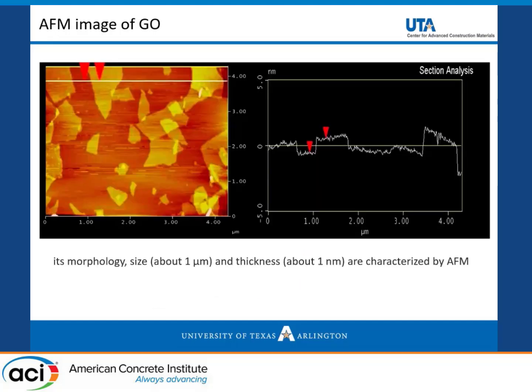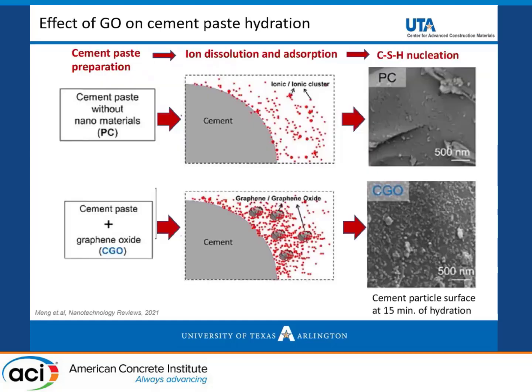This is again an atomic force microscopy picture. On the left, you can see that the dimensions in 2D are on a micron scale, but the thickness is a nanometer. So that is a well-dispersed GO as seen by atomic force microscopy. And I thought it would be good to see what other people have also done with GO.